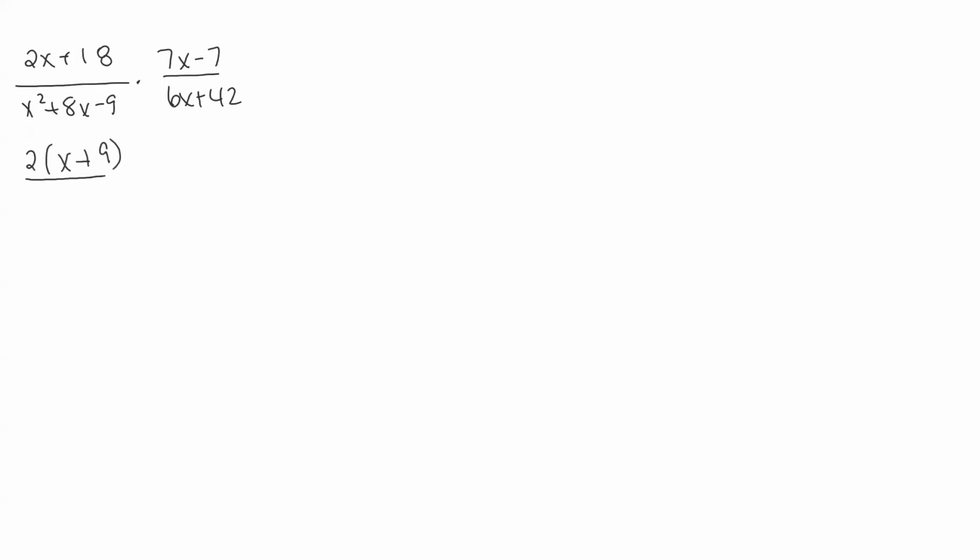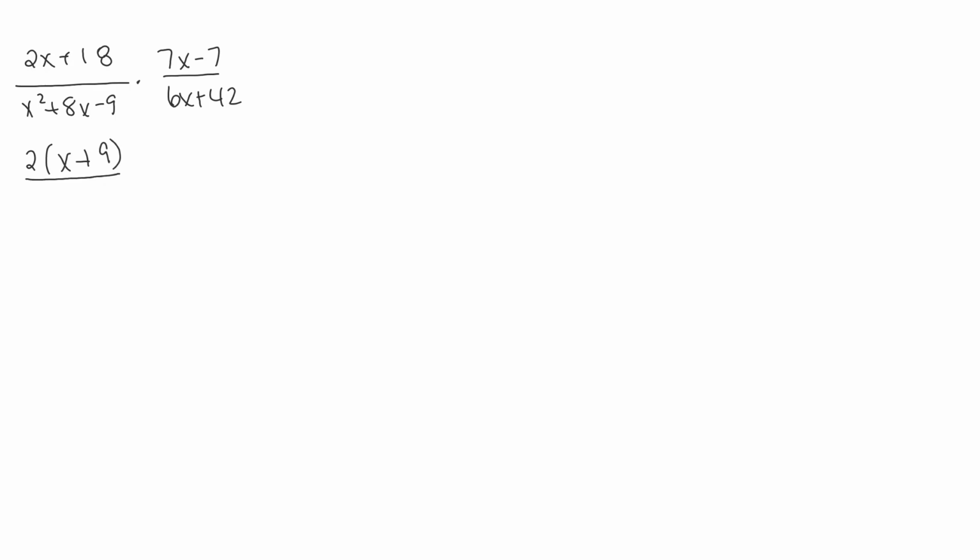Next up, let's say that I have 2x plus 18 all over x squared plus 8x minus 9 times 7x minus 7 all over 6x plus 42. All right, so we have lots of factoring to do here. I'm going to start with the first numerator. In the first numerator, I have a GCF of 2. So I'm going to go ahead and factor out a 2. And that's going to give me 2 times x plus 9.